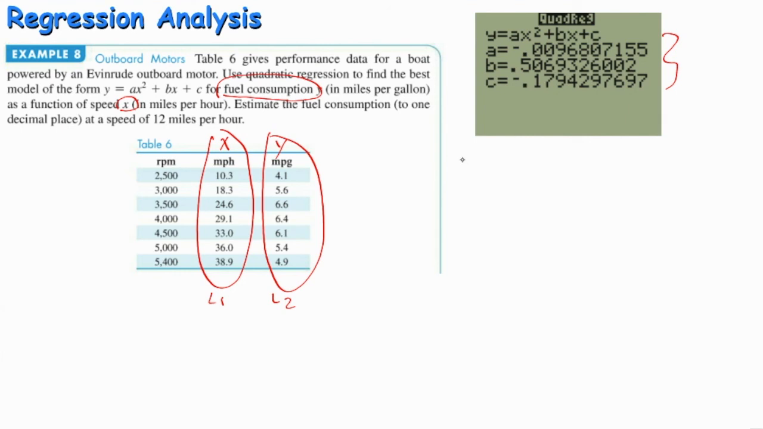So we see that we've got our A, B, and C values now, so we can say that our quadratic function is y equals negative 0.0097x squared plus 0.507x minus 0.179.